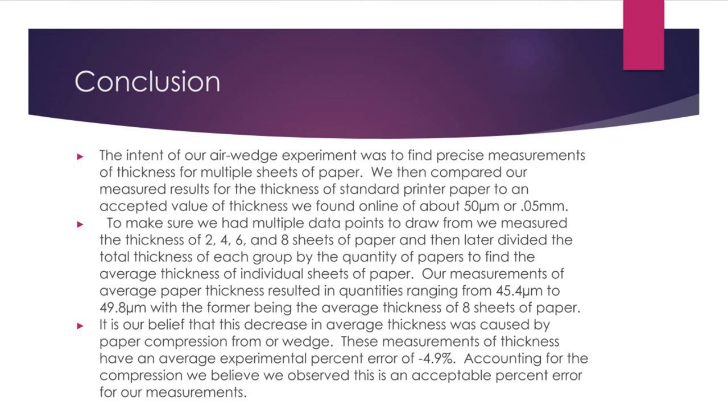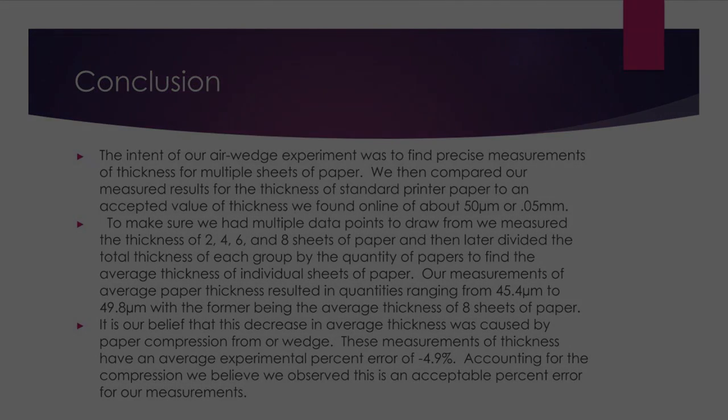Our measurements of average paper thickness resulted in quantities ranging from 45.4 micrometers to 49.8 micrometers, with the former being the average thickness of 8 sheets of paper. It is our belief that the decrease in average thickness was caused by paper compression from our wedge. These measurements of thickness have an average experimental percent error of negative 4.9%. Accounting for the compression we believe we observed, this is an acceptable percent error for our measurements.